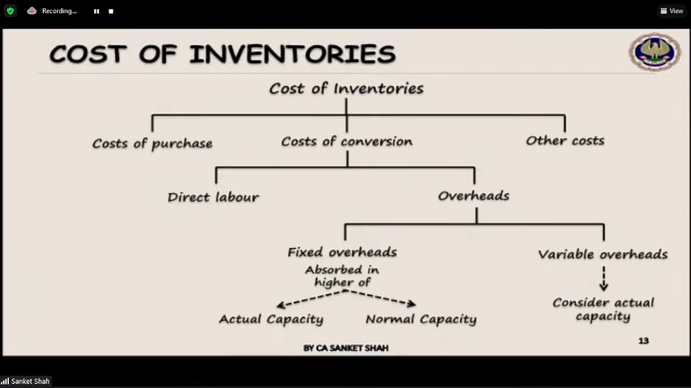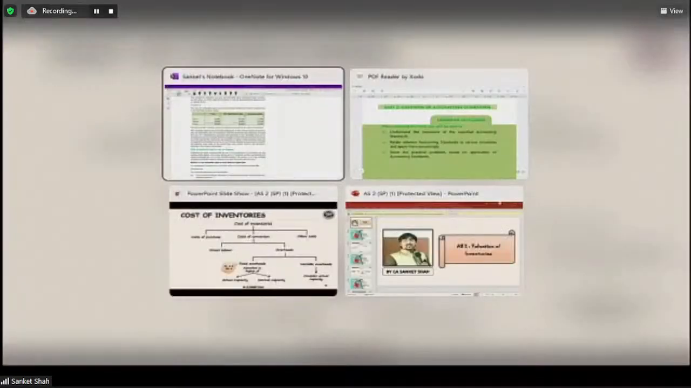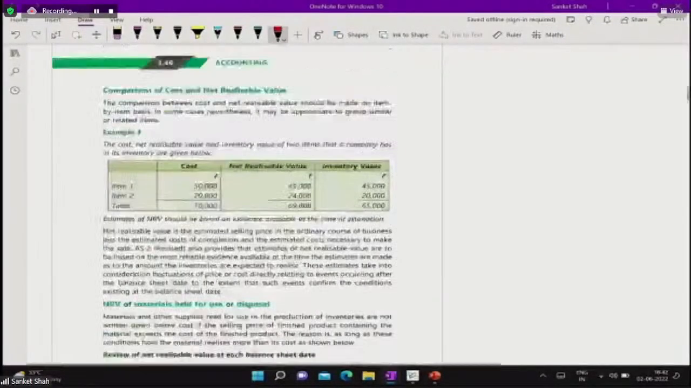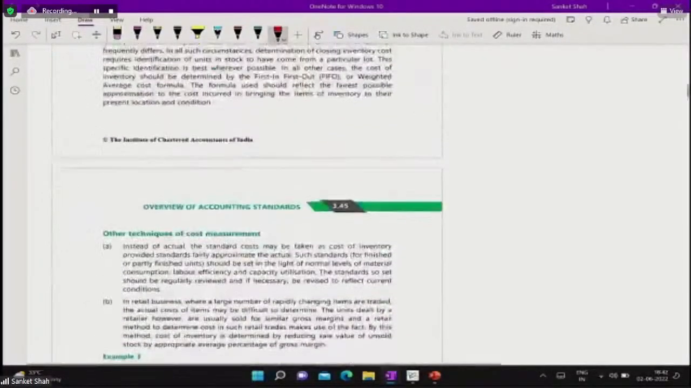Cost of conversion, fixed overhead. Yes. Now we are going to solve one question: illustration number, example number 2 and illustration number 4 based on this concept. So my friends, solve this example number 2.